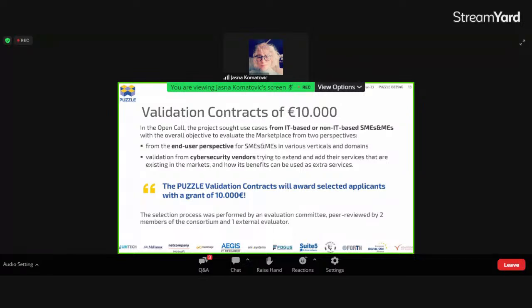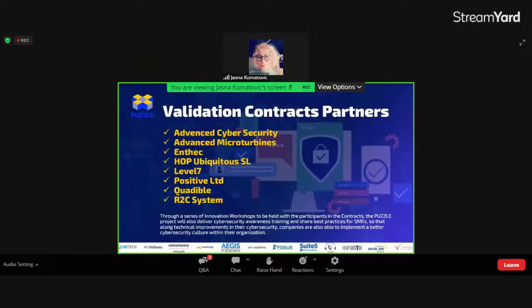So the selection process was performed by an evaluation committee, but in order to guarantee a successful and smooth collaboration with the potential applicants, we proceeded to an additional evaluation phase composed of individual interviews. Validation contracts will award selected applicants or beneficiaries a grant of 10,000 euros after a successful validation process.